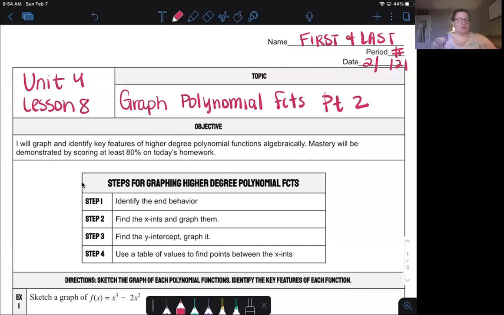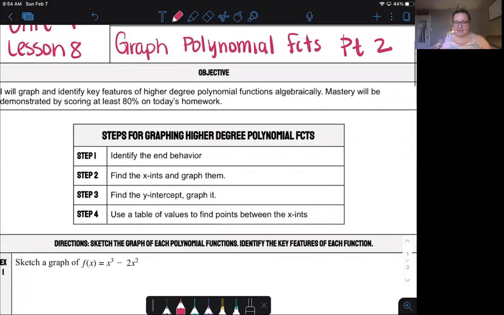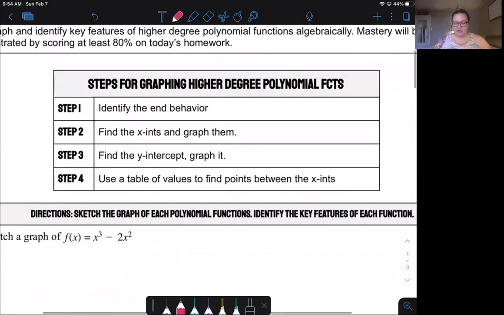So what I did was I wrote out all of our steps for graphing polynomial functions. The exact same steps that we used in our lesson 7 notes, but instead of putting them on every single problem, I just put them in a handy dandy little table for us at the top of our notes. That way we can refer back to them as we need them.